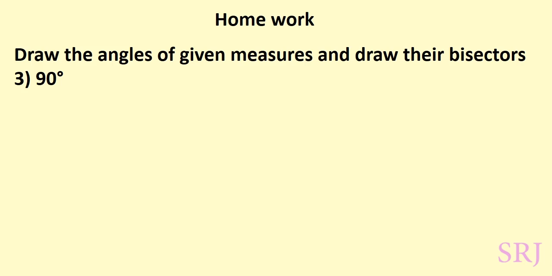Homework: draw the angles of given measure and draw the bisector. Question number 3 is 90 degree. So here you have to draw an angle measuring 90 degree and after that draw the bisector.